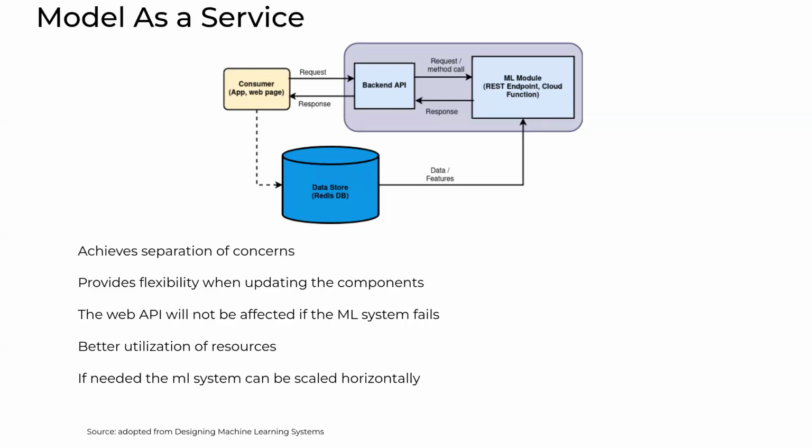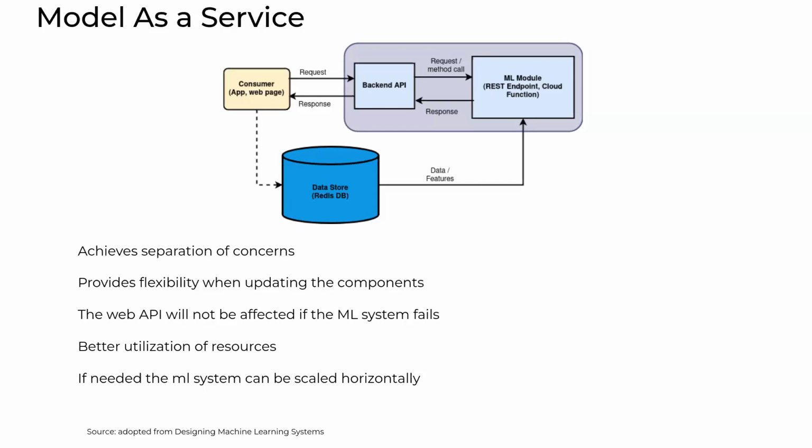Kind of a solution for that problem, and which provides other nice properties as well, is this, where we have a model as a service. So you have the consumer application, and the consumer application is dealing directly with the backend API. And the backend API is the one that delegates the requests to the machine learning module, which can again be a REST endpoint or it could be a cloud function or something else. So with this way, we are now separating our concerns.